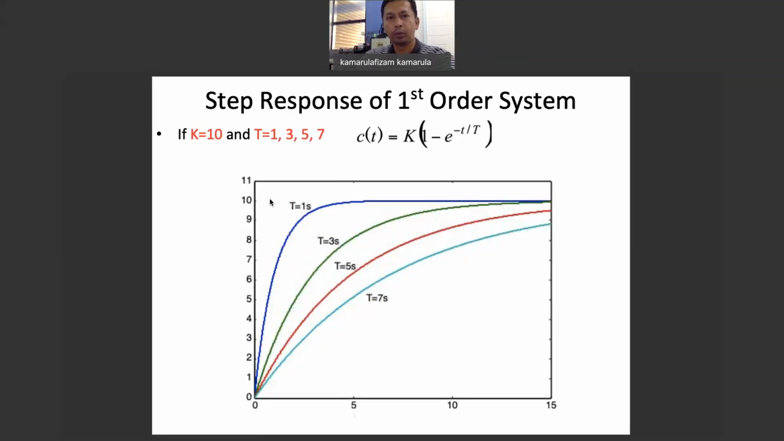But when you lower the gain, it takes more time to reach stability. For example, here, this is more or less the number of seconds the system takes to reach 63% of the whole time response. All right.